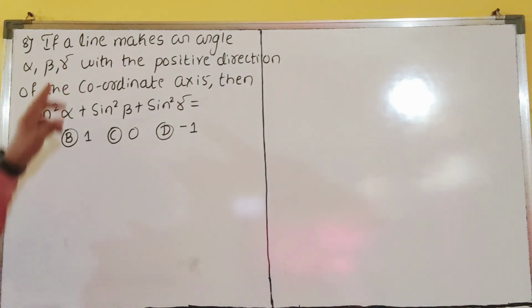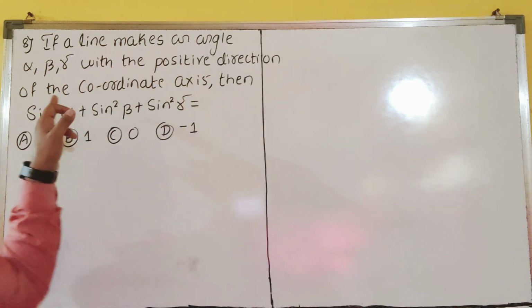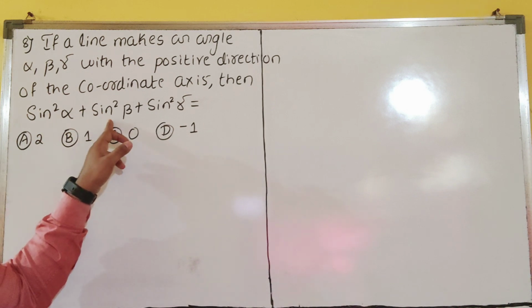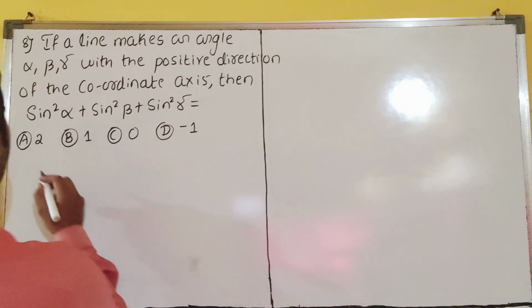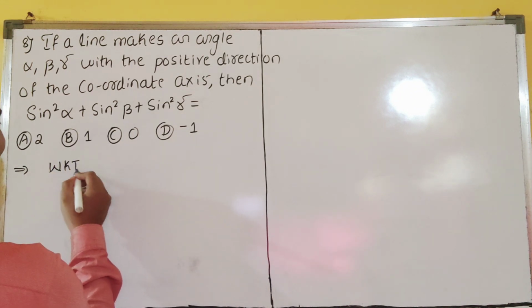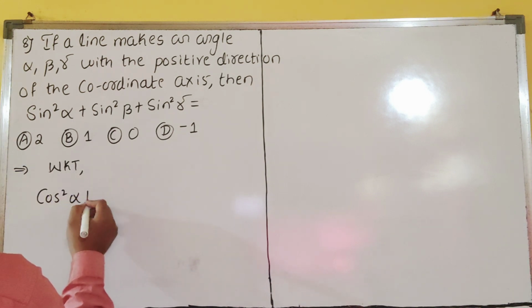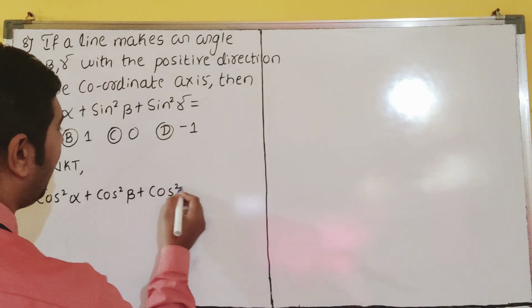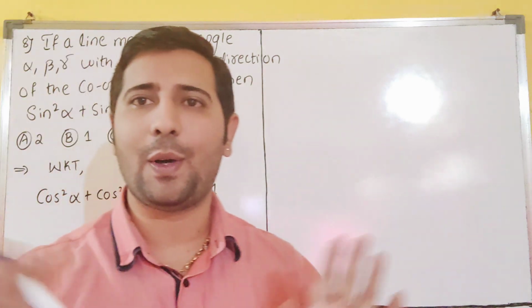Question number 8. If a line makes angles alpha, beta, gamma with the positive direction of the coordinate axes, then sin square alpha plus sin square beta plus sin square gamma is what? Very simple question, dear students. Again we know that. What we know? Cos square alpha plus cos square beta plus cos square gamma is equal to what? 1, dear students. This is known to everyone.